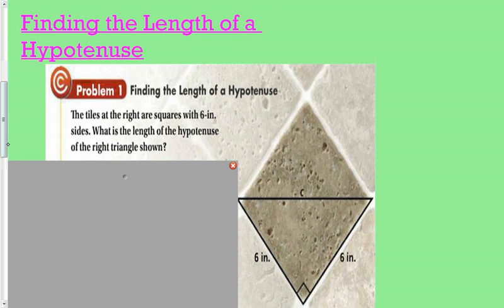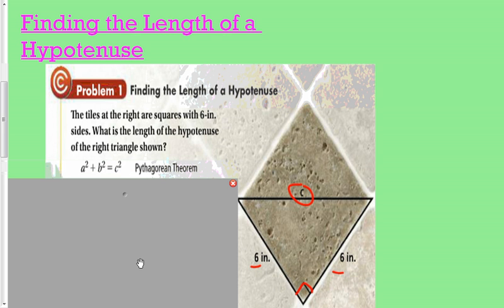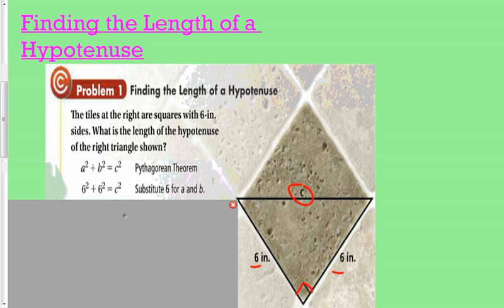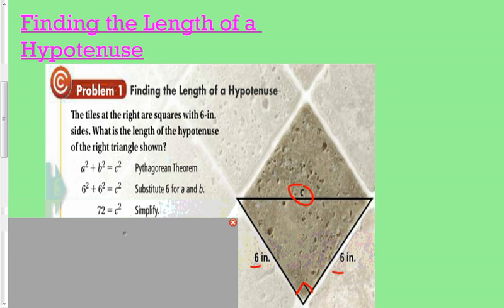So here's an example. If we're going to find the length of the hypotenuse, that's the easiest way to use this. It says the tiles at the right are squares with 6-inch sides. What is the length of the hypotenuse of the right triangle shown? So the square is cut in half, and it's a kind of weird angle, but this is a right angle here. So we have a leg of 6 and another leg of 6, and we're trying to find the hypotenuse. So we're going to use the Pythagorean theorem. We have two legs, so we can plug in for a and b. So we have 6 squared plus 6 squared equals c squared. We substituted in for a and b. Now we're going to simplify. 6 squared is 36, and 6 squared is 36, so we add those two together, we get 72 is equal to c squared.